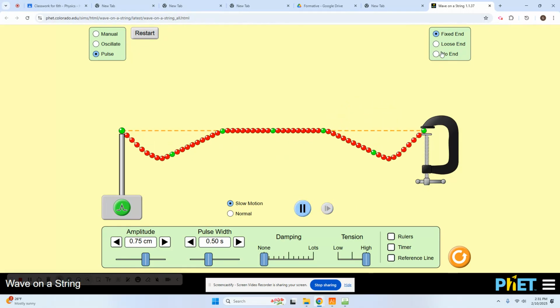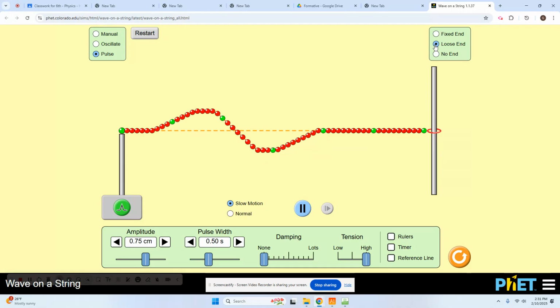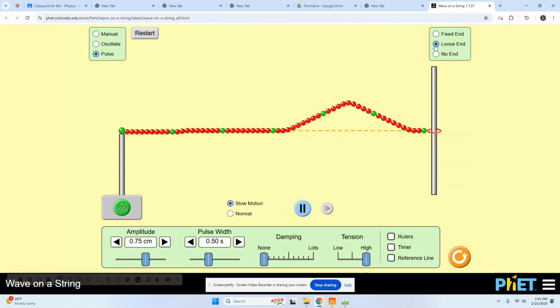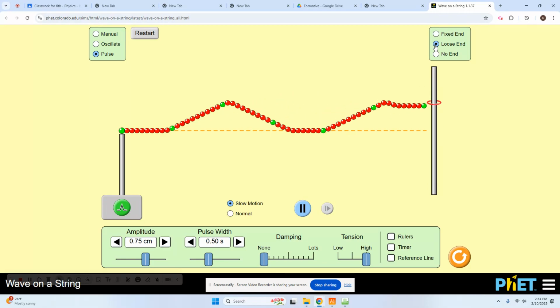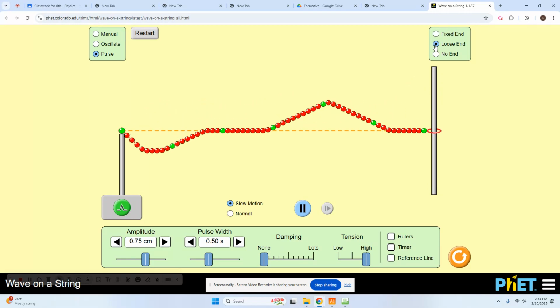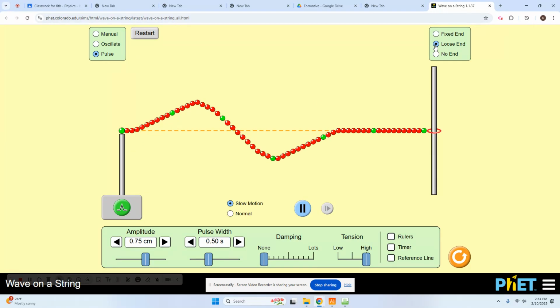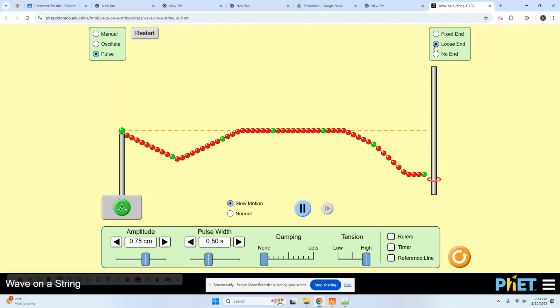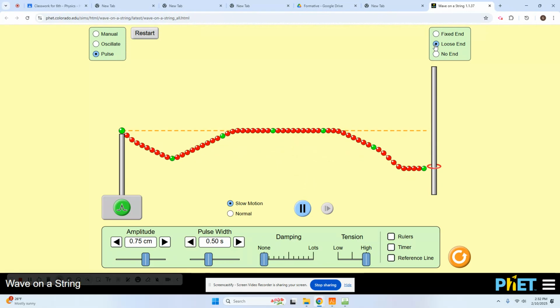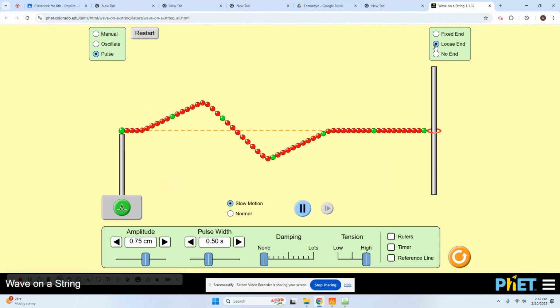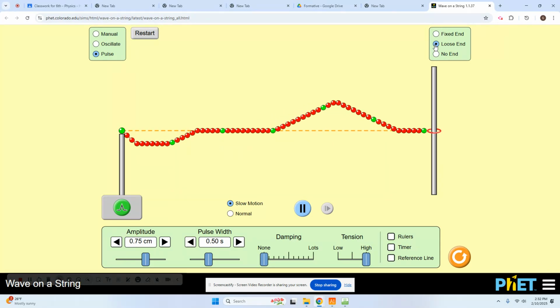Now, I'm going to change this one to a loose end. Now, what you're going to see is times where it constructively interferes. So this is constructive interference. And then other times you're going to see this as a destructive interference. Okay, so waves can do this, and as they pass through each other, they don't completely destroy themselves. It's just a propagation of disturbance, so they don't completely cancel each other out permanently.